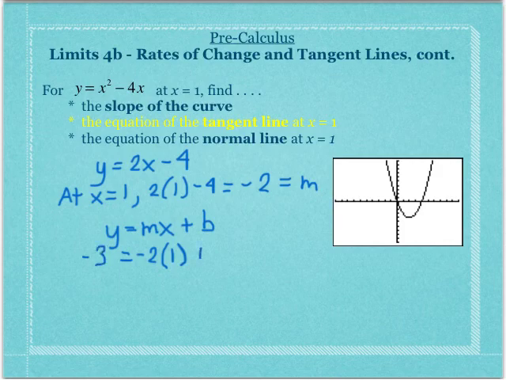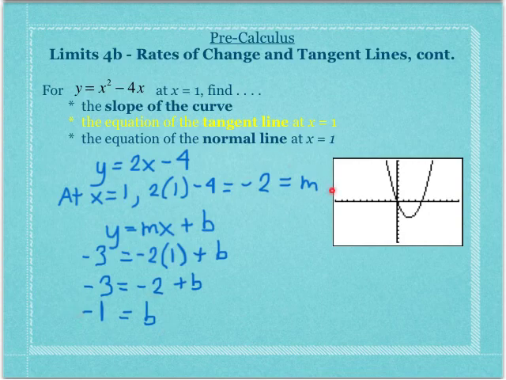Alright? And so there's my equation, substituting a specific value in for x and a specific value in for y. So I get negative 3 equals negative 2 plus b. b, remember, is my y-intercept, so if I add 2 to each side, I get that. And so now that I know what b is, and I know what m is, I should be able to write my equation. And sure enough, it looks like it's going to be y equals negative 2x minus 1.